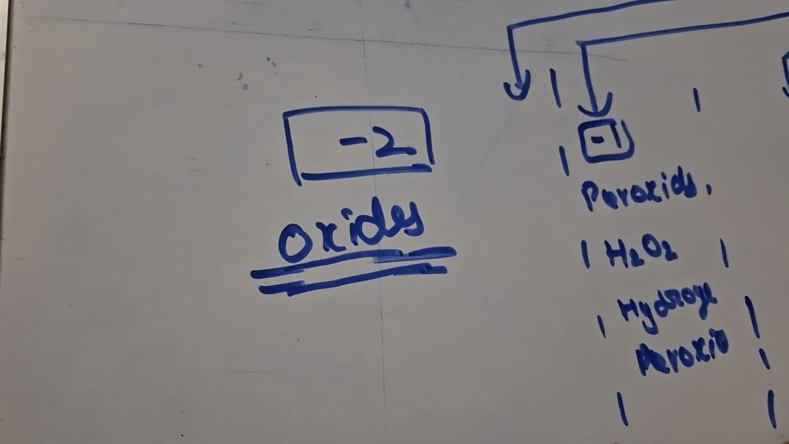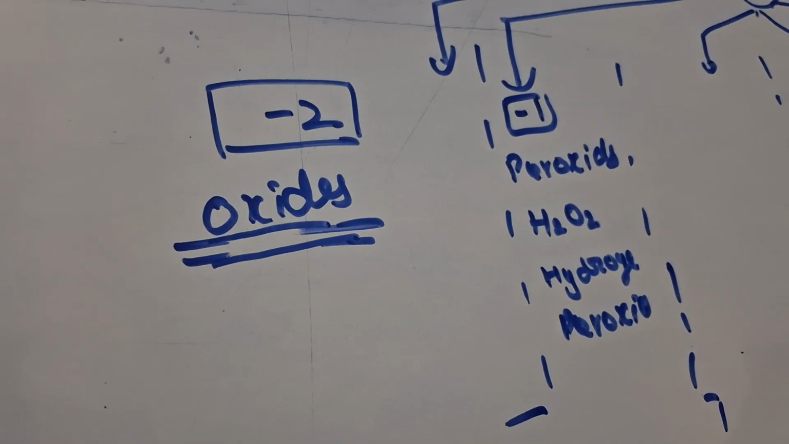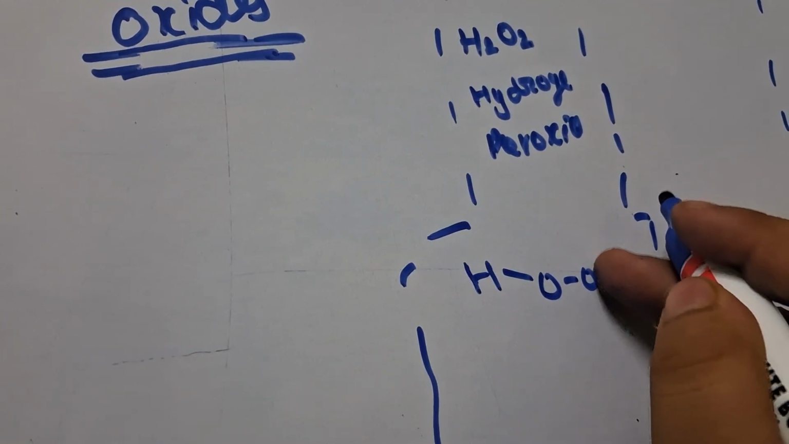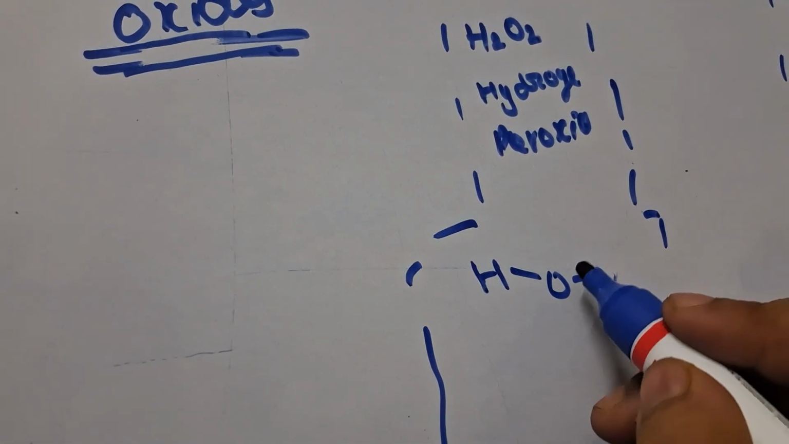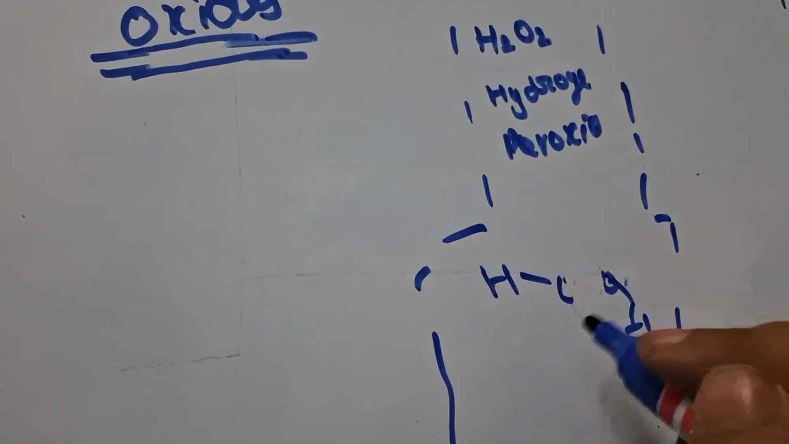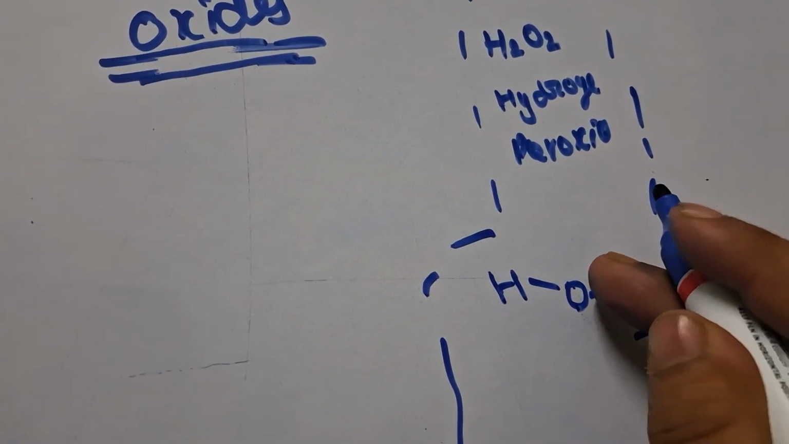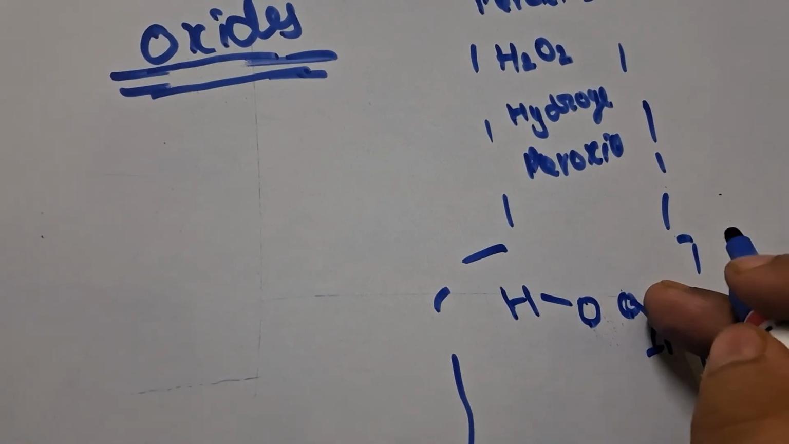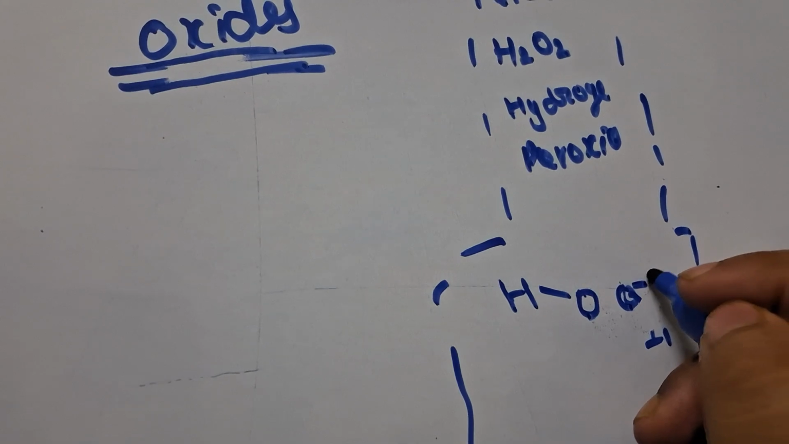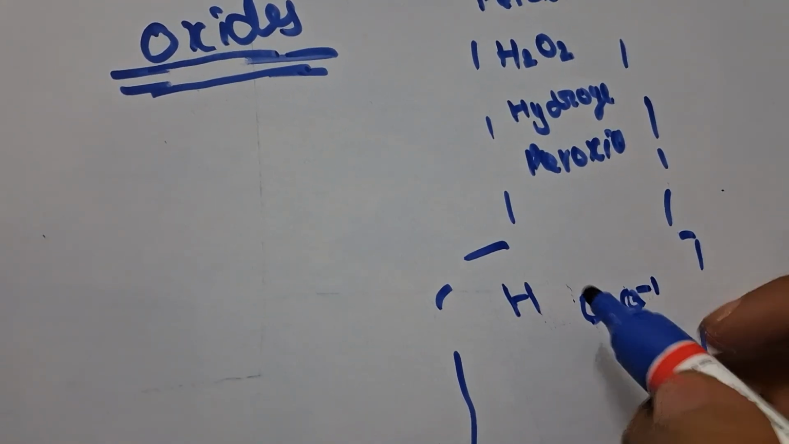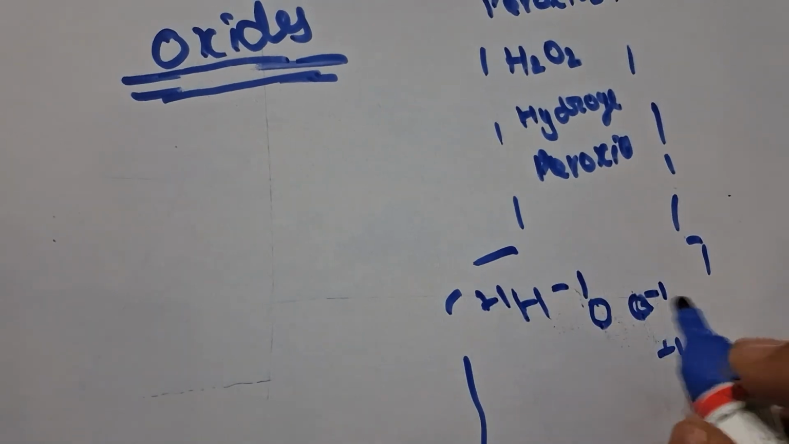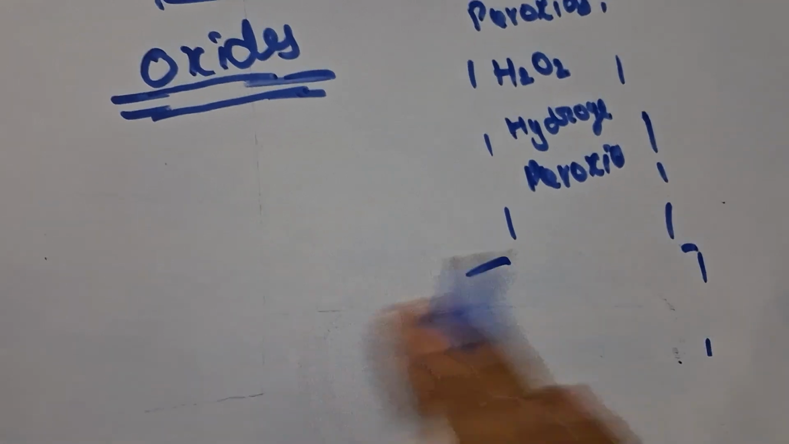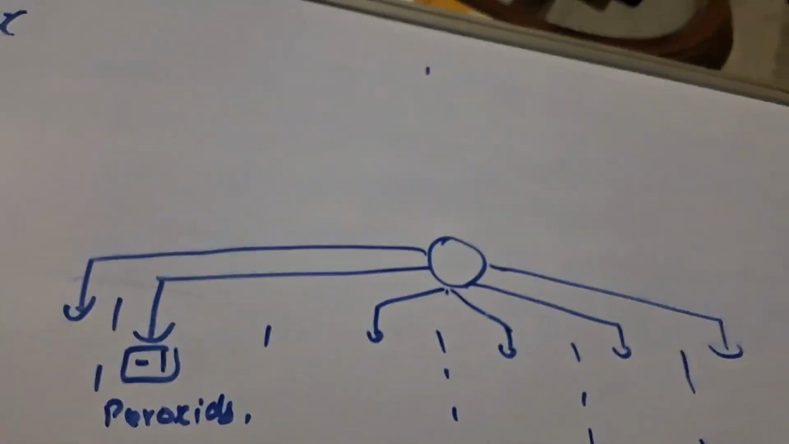It has a peroxy bond. This is what it looks like. There is a single bond between this and that. When you break this, neither of them is more electronegative than the other, so this will develop no charge. And when you break this, it will develop a -1, and when you break this, it will develop a -1. That is why the oxidation state is just -1. Hopefully you've understood that point.